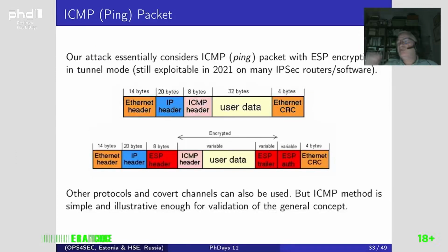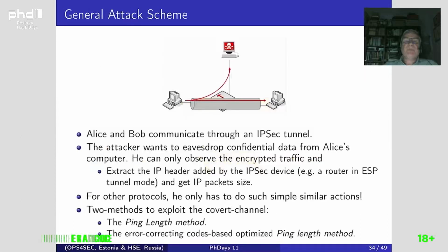But you can of course consider other similar data. This method is simple and illustrative enough, and it still works. So the general attack scheme: you have two entities exchanging data over an encrypted channel, IPsec. The attacker can only wiretap and observe the channel, but he cannot decrypt the data since he does not have the key.